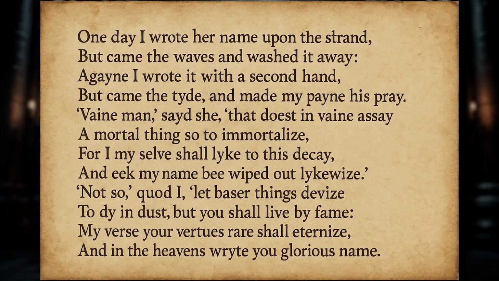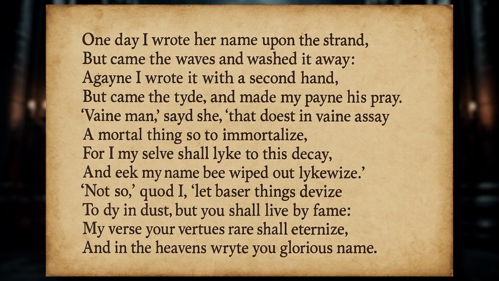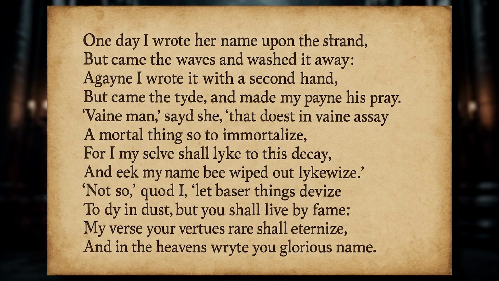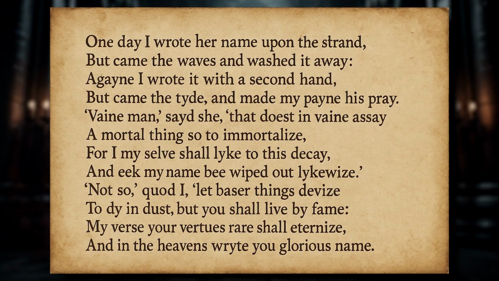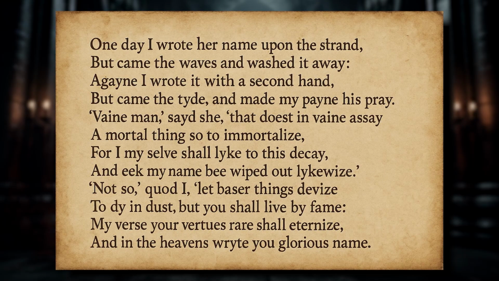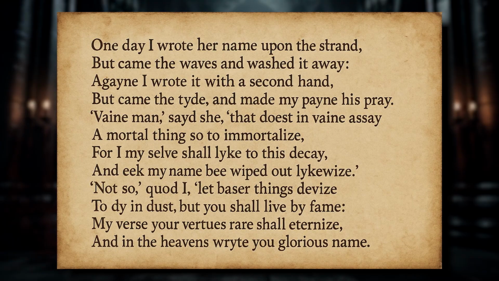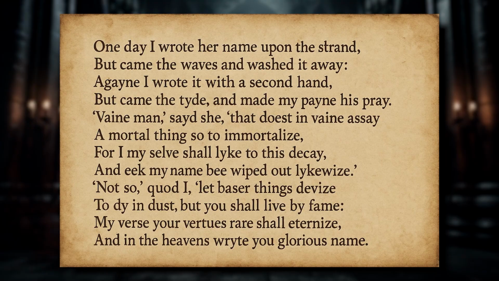Sonnet number 75 from Amoretti. One day I wrote her name upon the strand, but came the waves and washed it away. Again I wrote it with a second hand, but came the tide and made my pains his prey. Vain man, said she, that dost in vain essay a mortal thing so to immortalize. For I myself shall like to this decay, and eke my name be wiped out likewise. Not so, quod I, let baser things devise to die in dust, but you shall live by fame. My verse your virtues rare shall eternize, and in the heavens write your glorious name. Where when as death shall all the world subdue, our love shall live and later life renew.